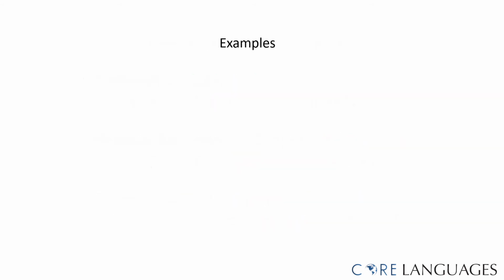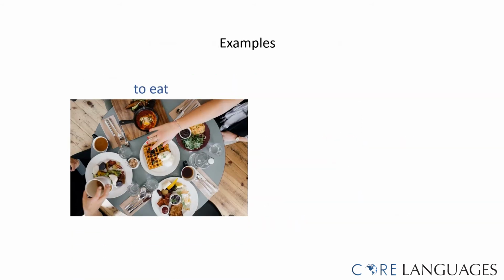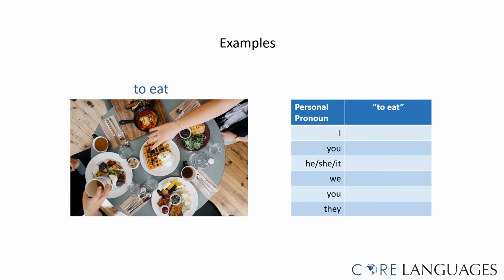Let's practice. Here is the verb to eat. The verb to eat is irregular. Feel free to repeat after me. I ate, you ate, he, she, it ate, we ate, you ate, and they ate.